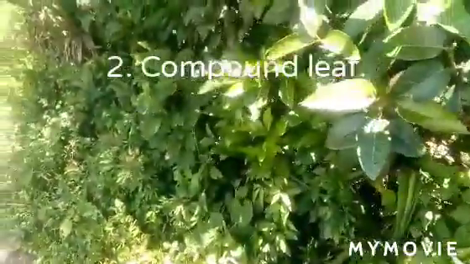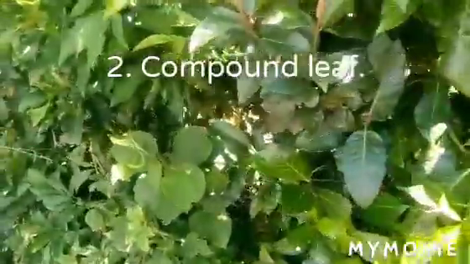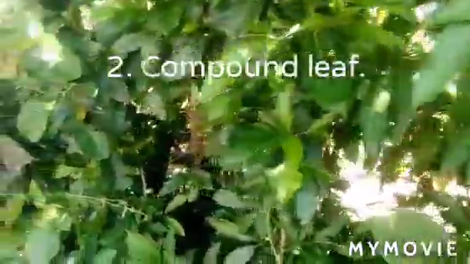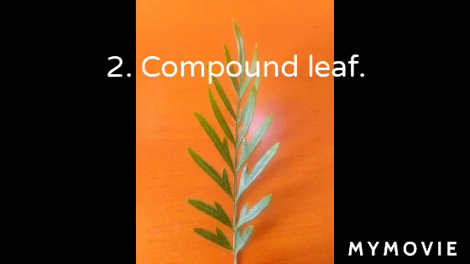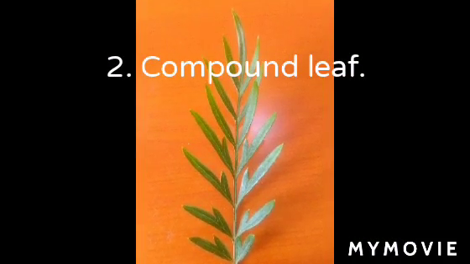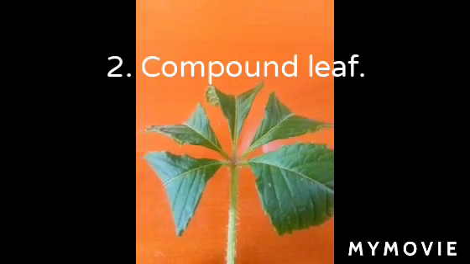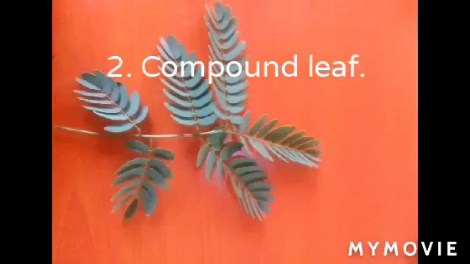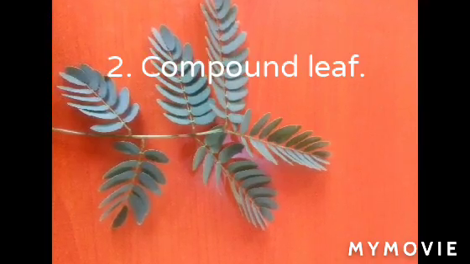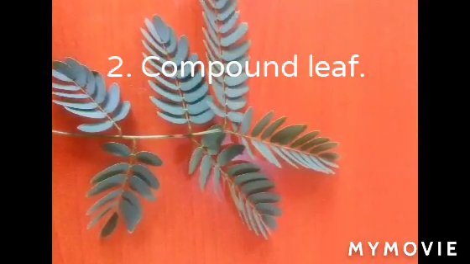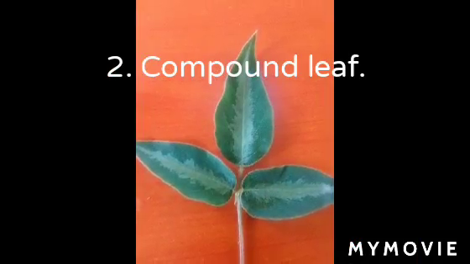The second category of leaves is called compound leaves. Here, the leaf blade is divided from the midrib into two or more parts. Sometimes this divided part serves as separate leaves.